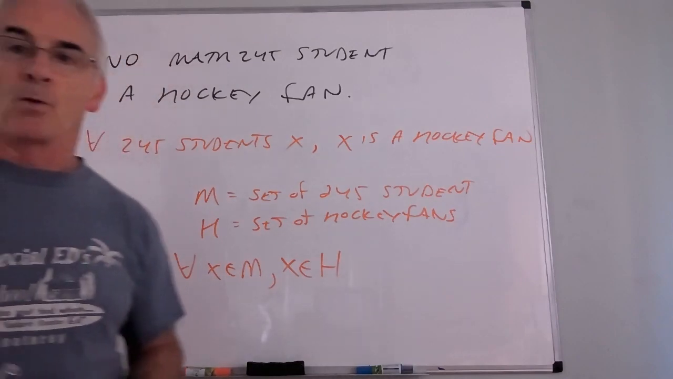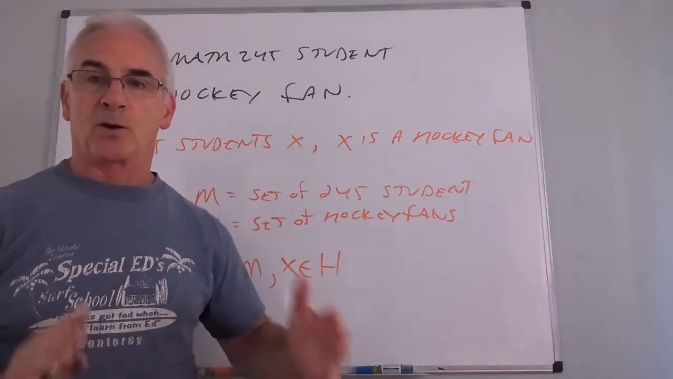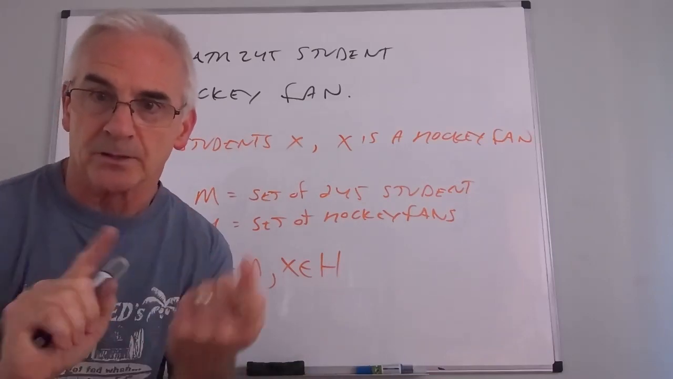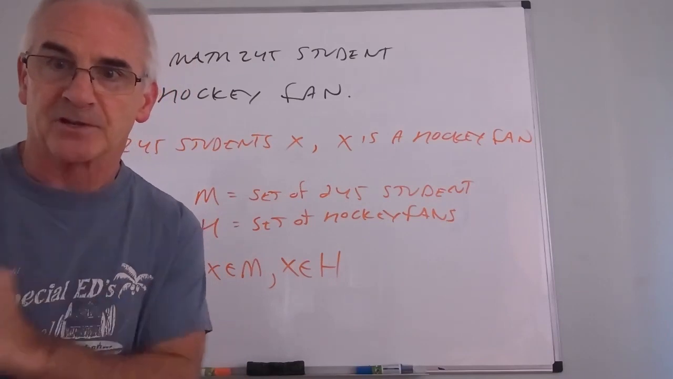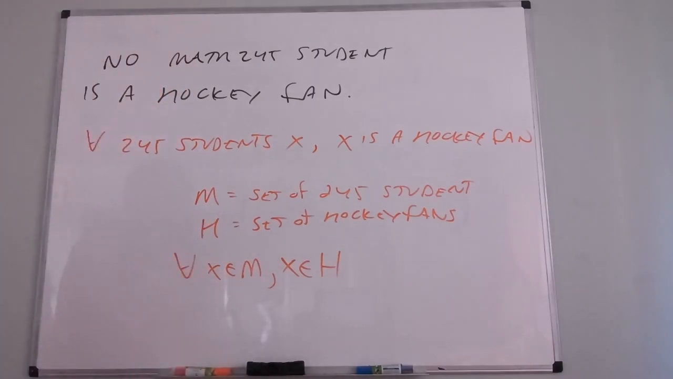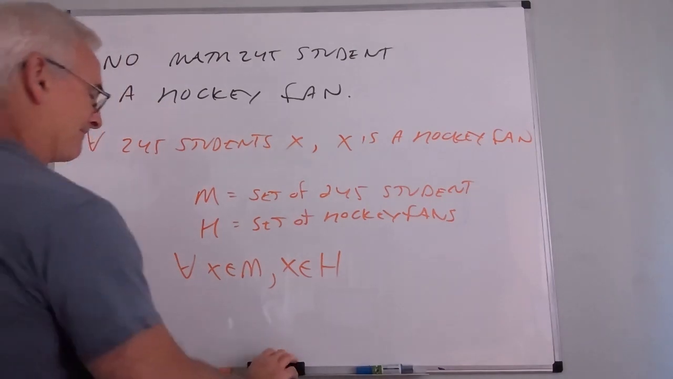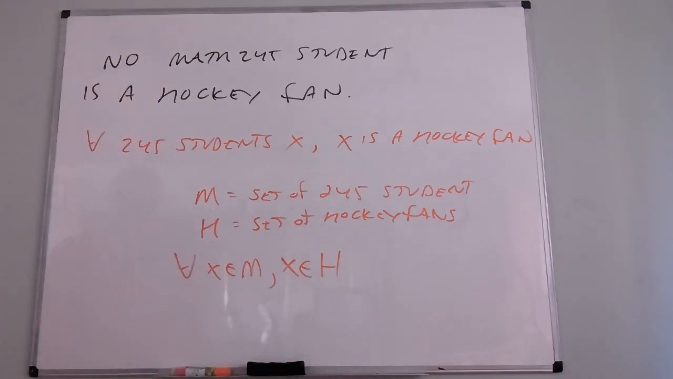I just had my world torn apart here. I realized that when I was asking my questions, I somehow messed up the yeses and the nos when I interviewed all my 245 students, and it was just the opposite: none of them were hockey fans. So how do I do that one? You just put a negation in front of the X as an element of H.